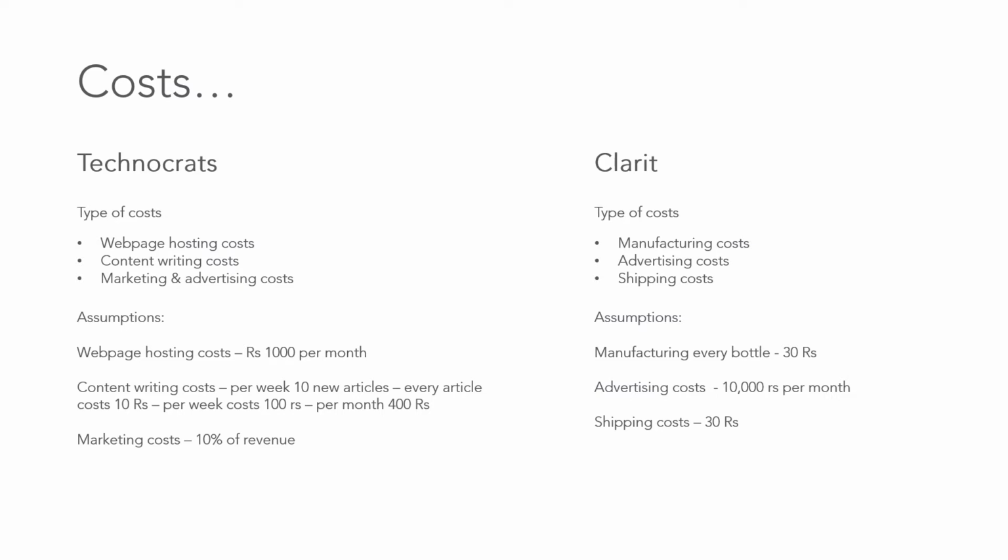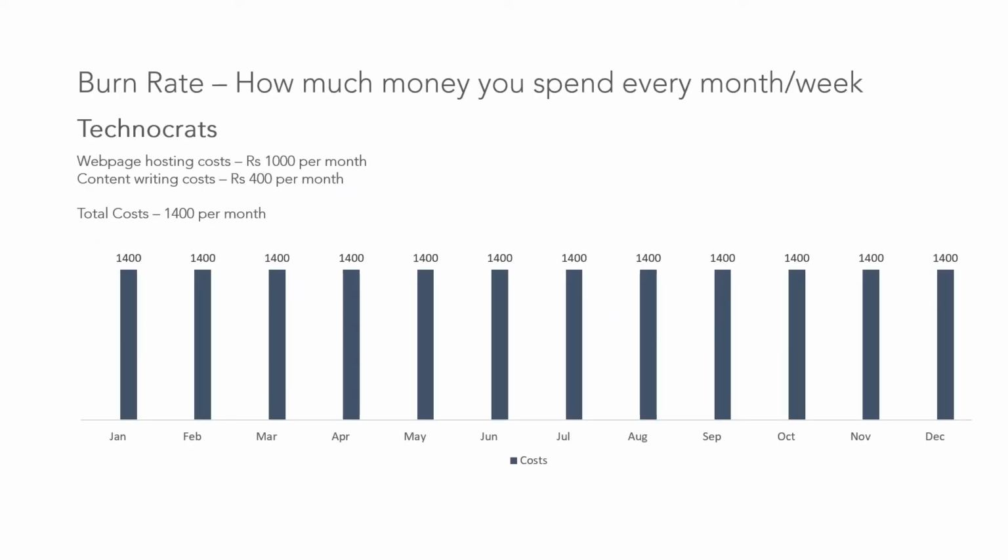After we have done these assumptions, let's look at our burn rate. A burn rate is a measure of how much money you will spend or burn in a month or in a week. Let's look at burn for Technocrats. The web page hosting costs are 1000 rupees per month and the content writing costs are 400 per month. So total costs are 1400 rupees per month and they do not change over time. So every month you burn 1400 rupees and in a year you burn 1400 into 12, that is 16,800 or about 17,000 rupees. This was pretty simple, right?